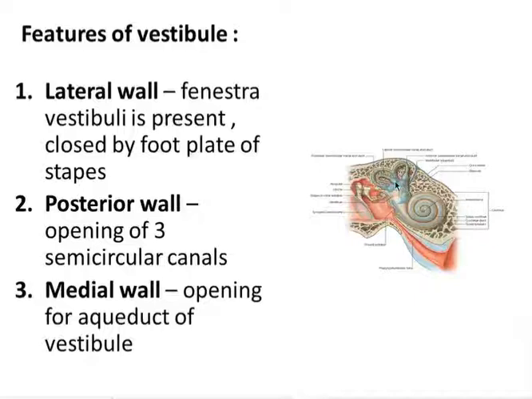See, this is the posterior wall now. In the posterior part of the vestibule, you will find the openings of the three semicircular canals: anterior, posterior, and lateral. And in the medial wall there is an opening. Here you will find the opening of the vestibular aqueduct. So this is the medial wall, this is the lateral wall, and this is the posterior wall of the vestibule. Now this is the vestibule.